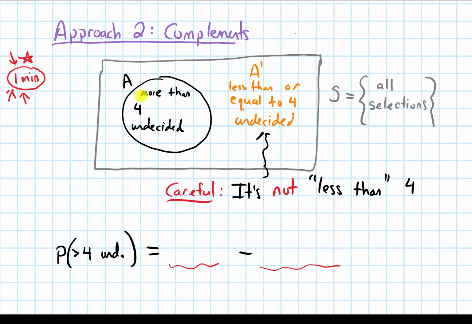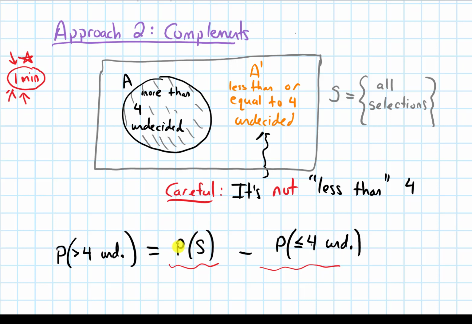Alrighty. So with that in mind, if I'm trying to count the probability of being in the circle A, using our knowledge of complements, that's going to be the probability of being in the whole rectangle, the probability of being in S, minus the probability of being in that complement. And in this case, the complement in words is if we have less than or equal to 4 undecided voters. So when I asked you to pause the video and try to figure out what goes in these spaces, this is what I meant. So before we even put any numbers, it's helpful to describe in words what each thing is.